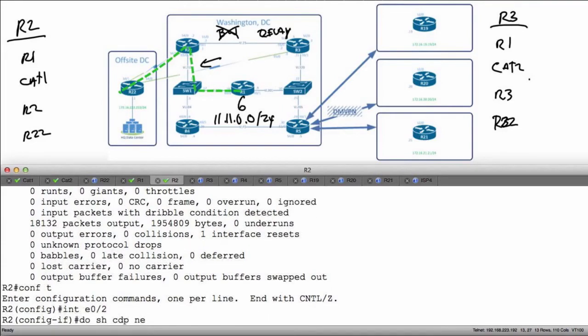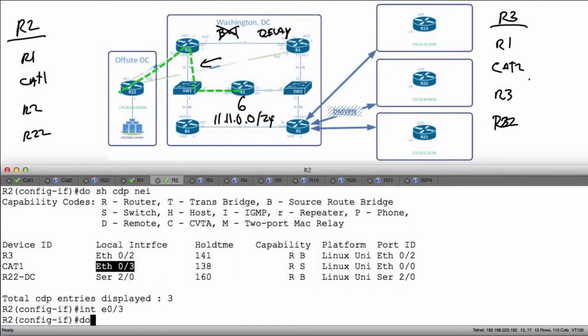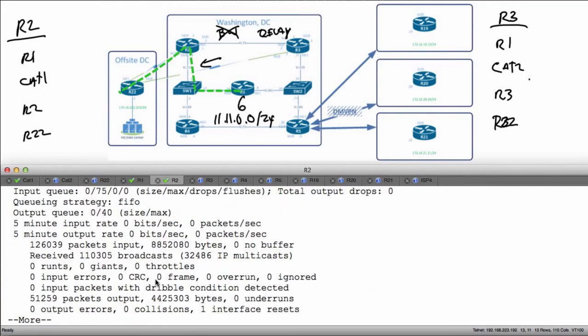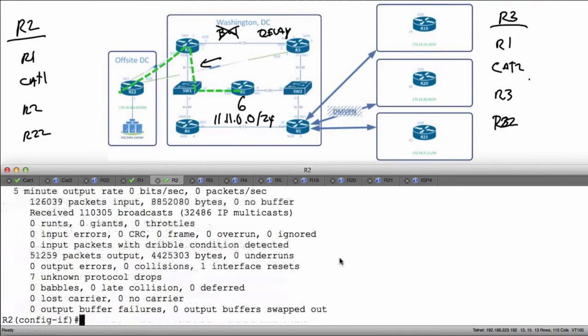Do show CDP neighbors, just to double check and make sure that that's exactly what I want. 02 is connected to 03. 03 to Cat1. Didn't think that was right. So do show interface E03. Let's make sure that our values are right. 1,000 microseconds.